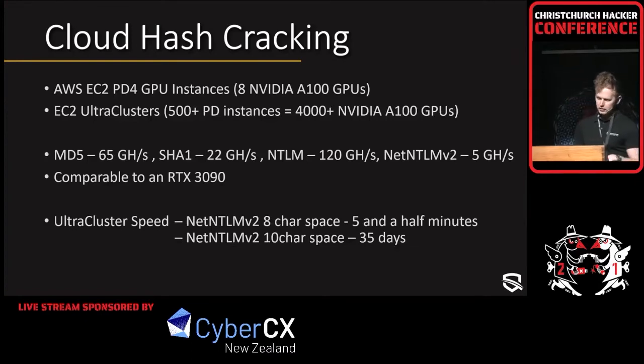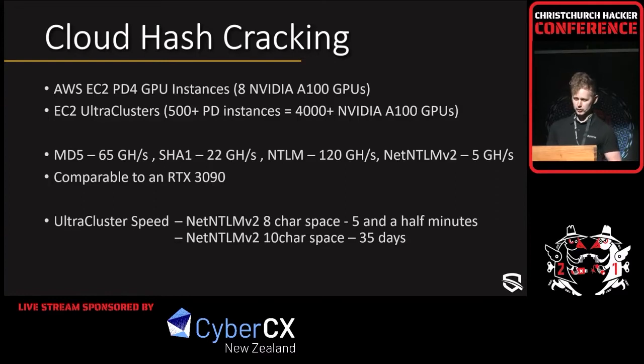They have these GPU instances built into things that they call ultra clusters, which are like 500 of these individual instances. You can't just buy that off the shelf. You have to apply to be able to use ultra clusters as a cluster. But if you were to use one of those ultra clusters to crack these hashes, you'd be able to do the entire 8-character space in 5.5 minutes, or the 10-character space in 35 days. That makes it kind of practical to crack these hashes.